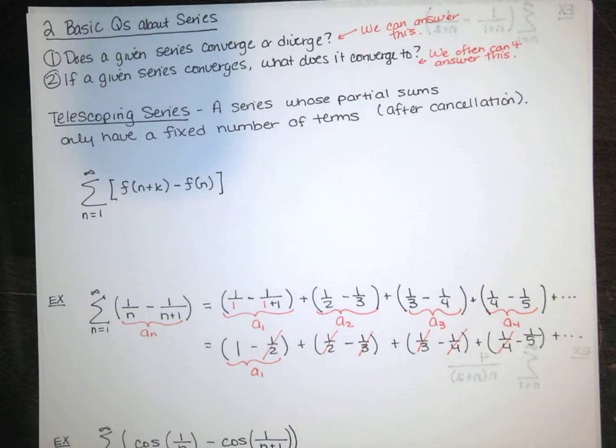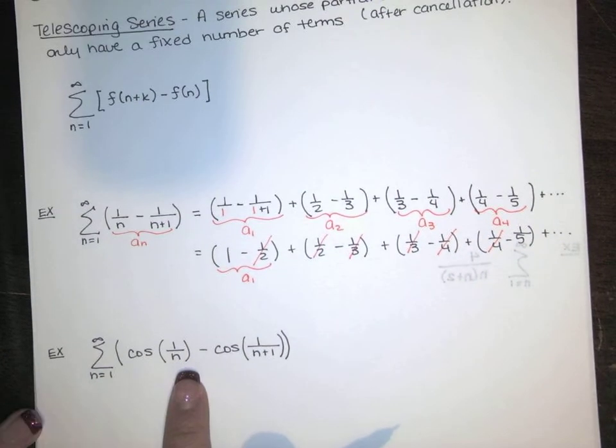So in order to prove that, we need to find a formula for the nth partial sum. So this is telescoping because when I look at this, I've got a bunch of terms that cancel, and the nth partial sum is just going to have a finite number of terms. So it'll have 3 terms, 4 terms, sometimes just 2 terms. Now this is also telescoping.